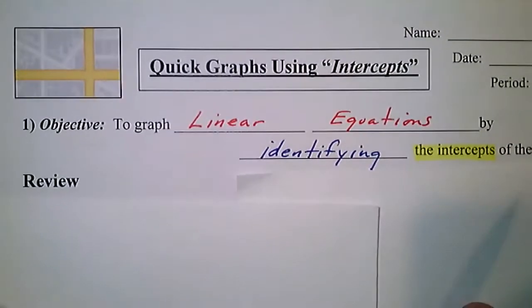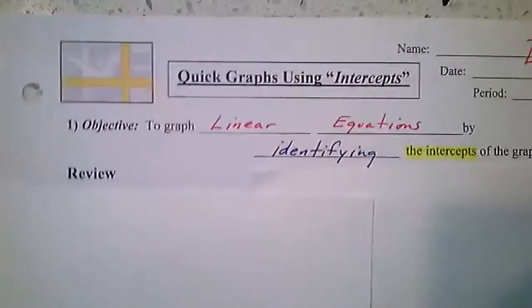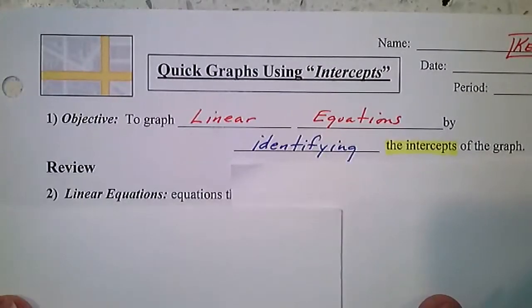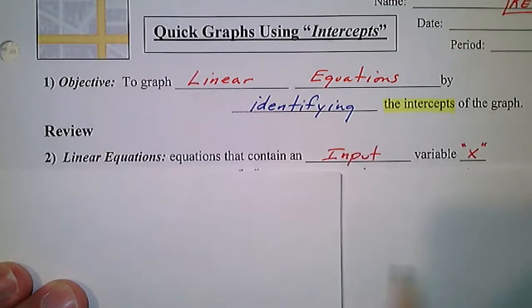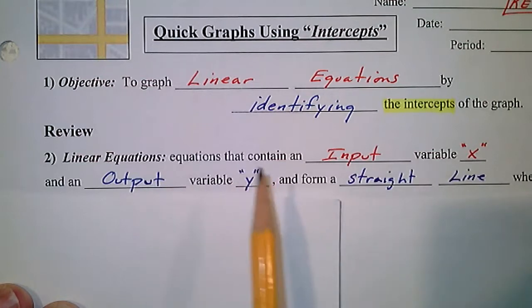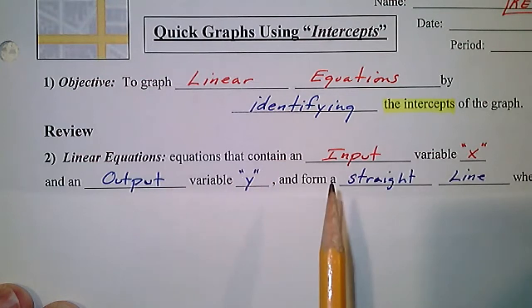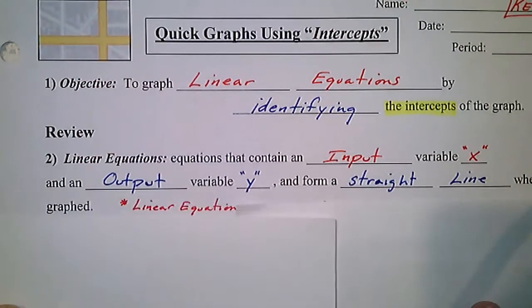All right, so let's do a quick review here. Let me adjust this camera just a tad, bring that up. All right, so a quick review. So a linear equation, when we're talking about a linear equation, it's an equation. Remember, it has an input, so it's got an x value or an x variable, and it also has an output. So it's got an input and an output, and that's usually our y variable. And when we graph it, it makes a straight line, right, when graphed.